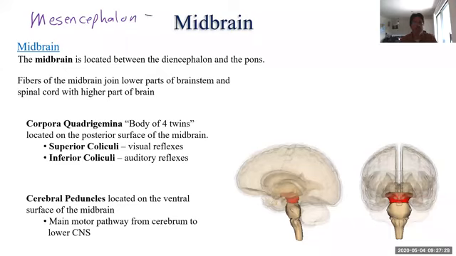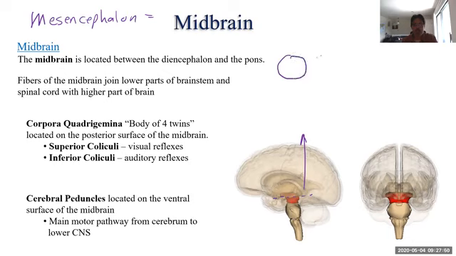Mesencephalon is our midbrain. Now, as we start to look at the midbrain, if you were to take a section, let me just kind of draw it in here. Here's the midbrain here. If you were to take a section like this and look at it from the back, you're going to see 4 distinct bodies.